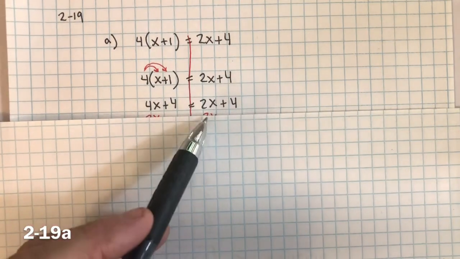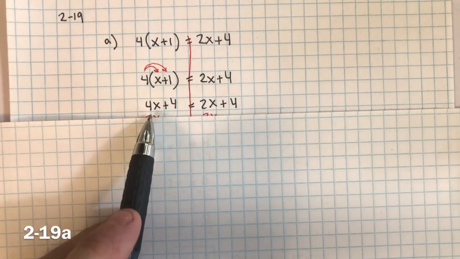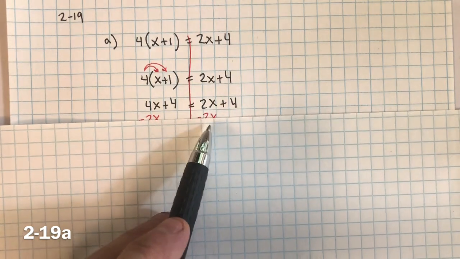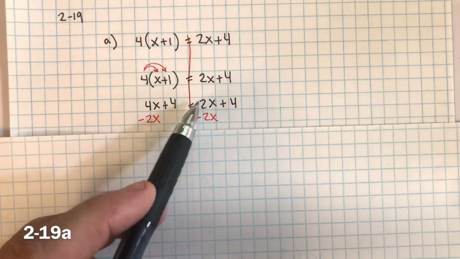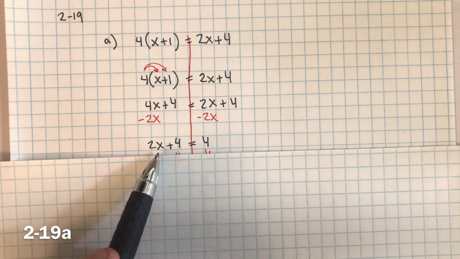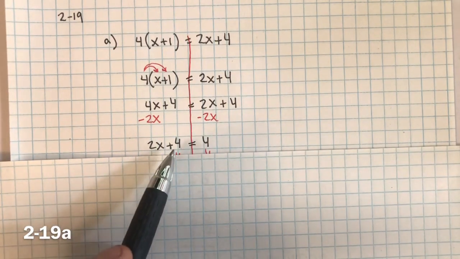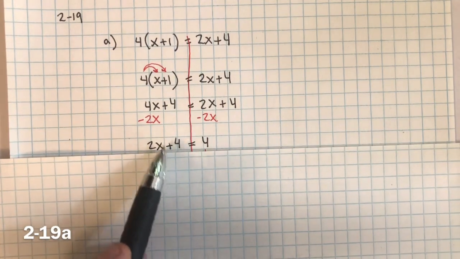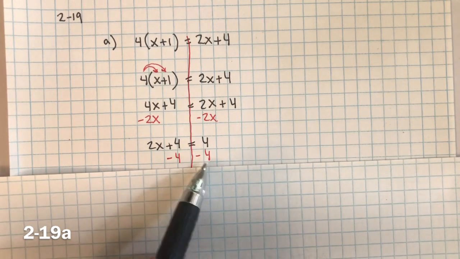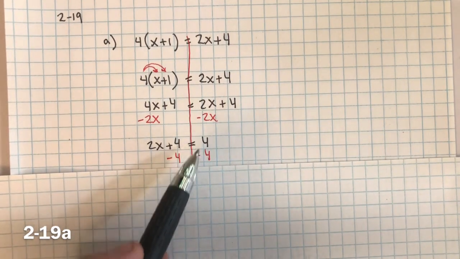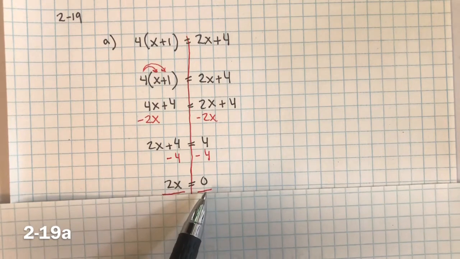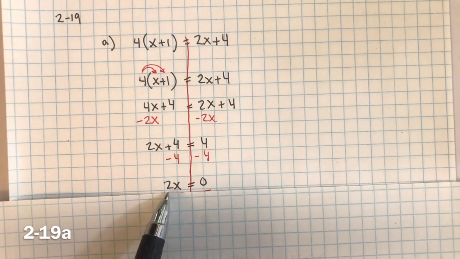Now we're going to get the variable to the side that has a greater value, and there are more x's on the left than the right. The inverse property of addition is subtraction, so we're going to subtract 2x. Zero pair, 4x minus 2x equals 2x. We still don't have the variable by itself, so we need to get rid of this positive 4. The inverse property of addition is subtraction, so we subtract 4 from both sides. Zero pair, and 4 minus 4 equals 0.